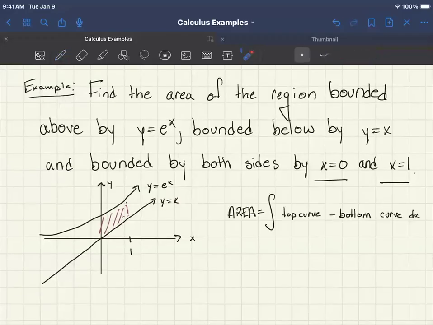The reason for this is when you take the integral of the top curve, you're getting everything all the way down to the line x is equal to 0. Or y is equal to 0. And then when we subtract the bottom curve, we're basically cutting out that little bit that's under our second curve, our y is equal to x, which leaves us with this nice area that we're looking for.